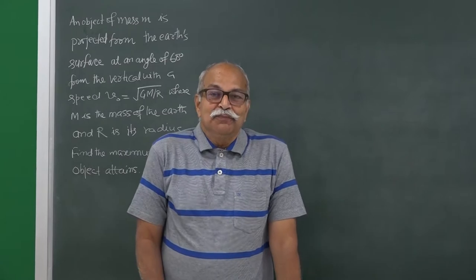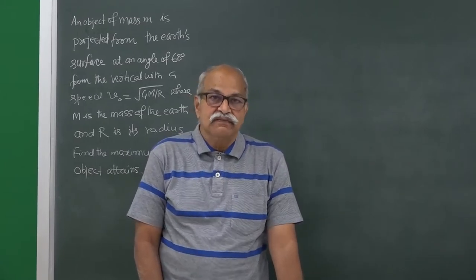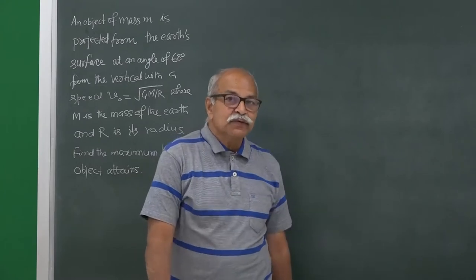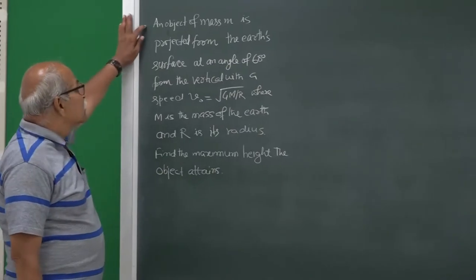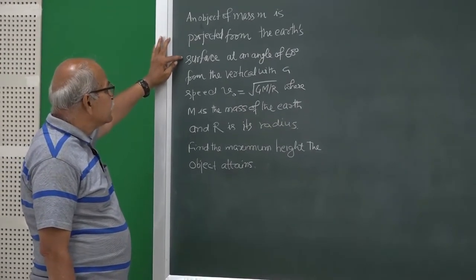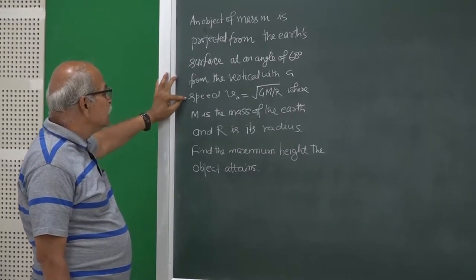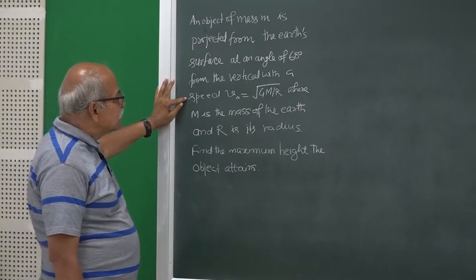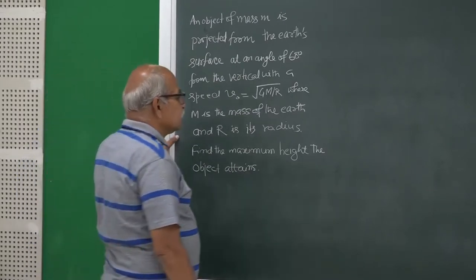So let us do some more problems on central forces, especially inverse square attractive central force. And the first question is this: an object of mass m is projected from the earth's surface at an angle of 60 degrees from the vertical with a speed v naught equal to square root of GM by R, where M is the mass of the earth and R is its radius.